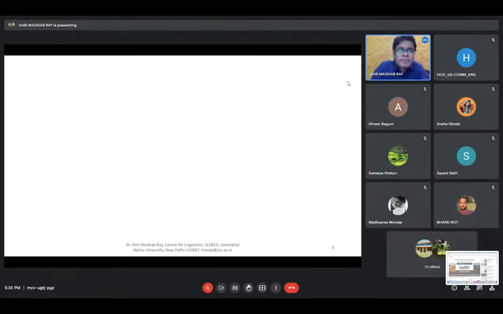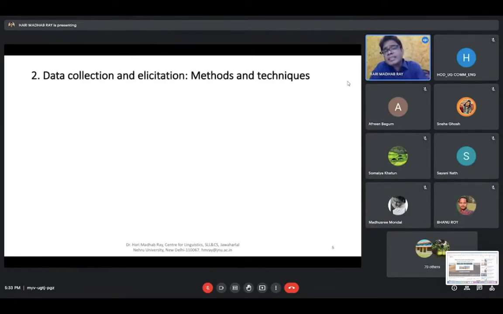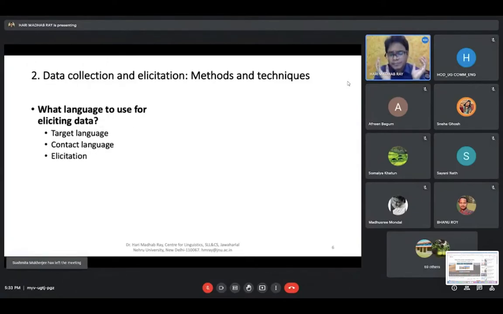Now, data collection. The next part, as I told you in my overview, is data collection and elicitation methods and techniques, and that is the main part of my talk today. Before that, if you're going to collect or elicit data, what are the things you need to know?